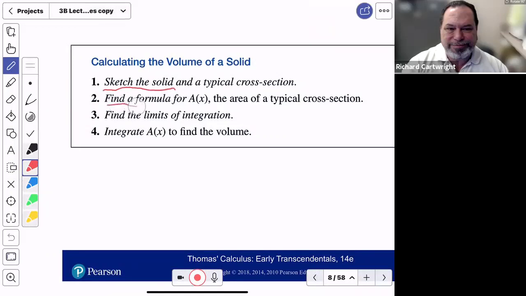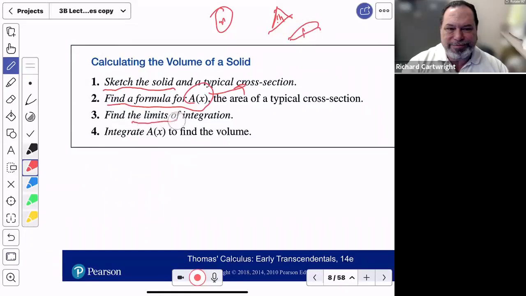Always find a formula for the cross-sectional area. If you're cutting off circles, then find the area of the circle. If you're cutting up into triangle cuts, then find the area of that triangle. If you're cutting off semicircles, which is possible, find the area of the semicircle.